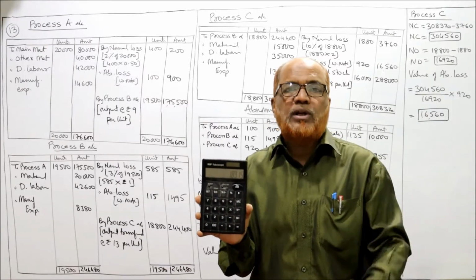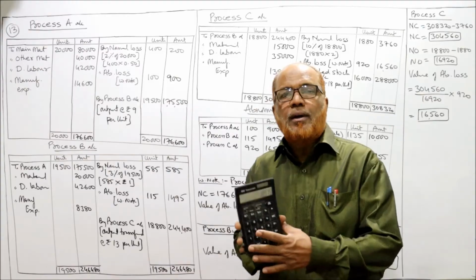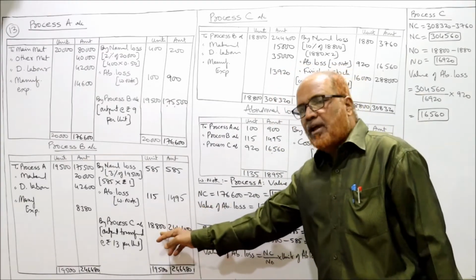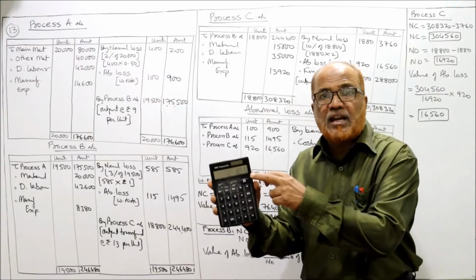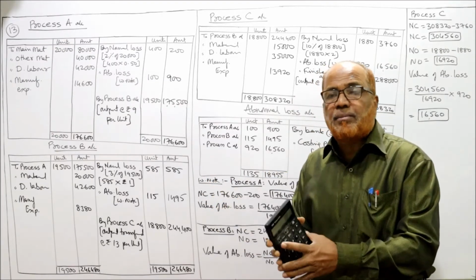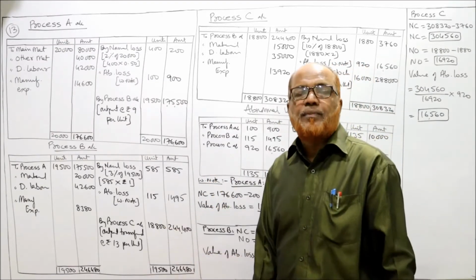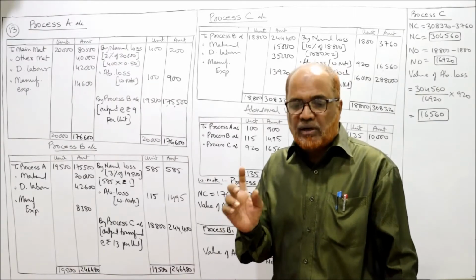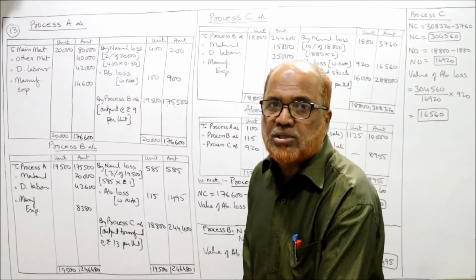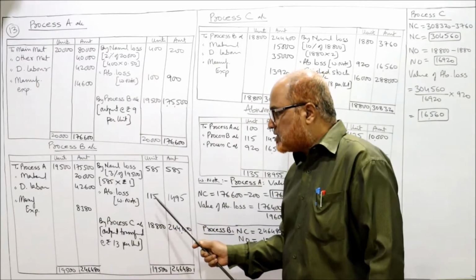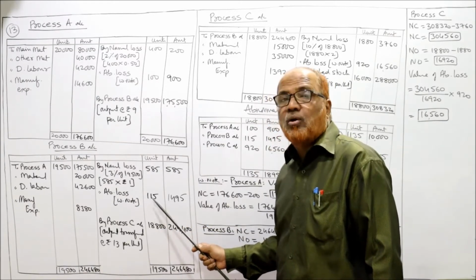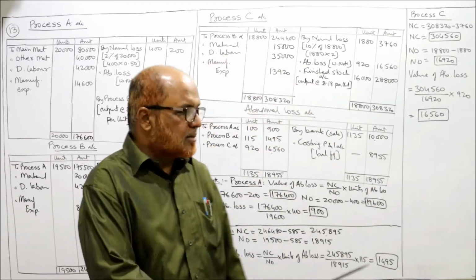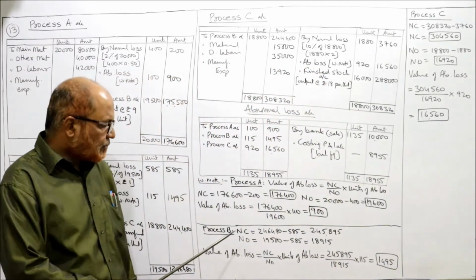18,915 output should come out. Normal output. But how much is the actual output we got? 18,800 only. 18,915 should come, so instead of 915, only 800 units we got. So 115 units is the abnormal loss. So here abnormal loss is 115 units. Now again we have to find out what is the value of this 115 units in working note number 2.